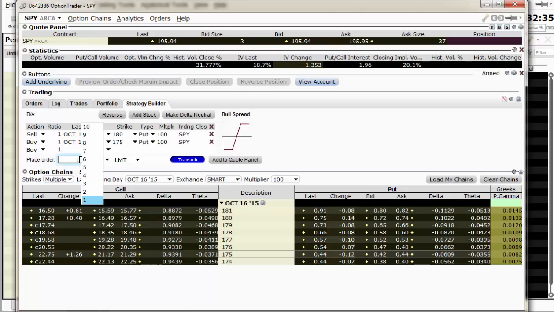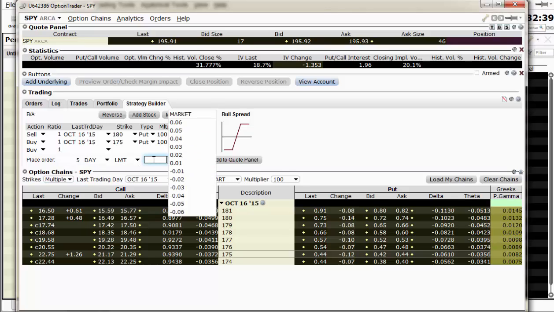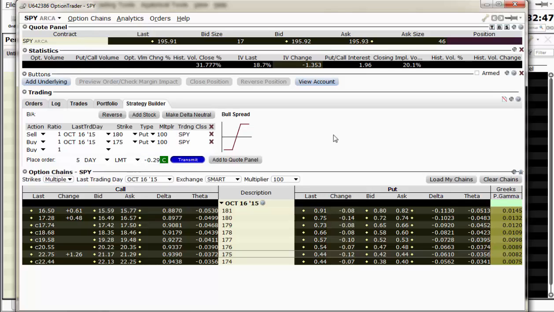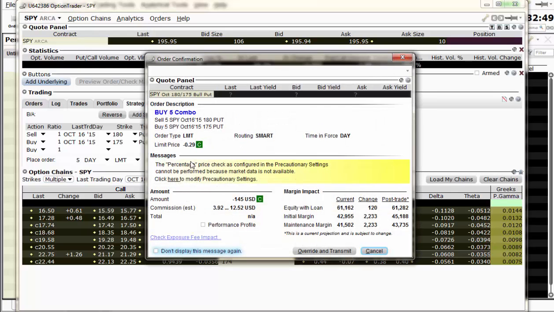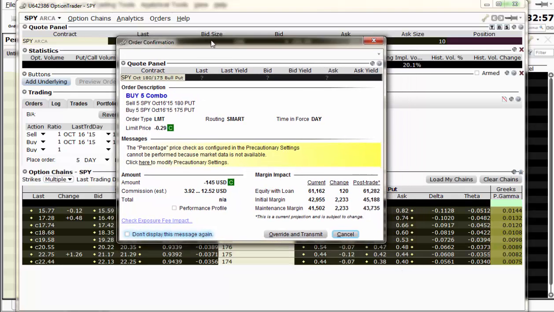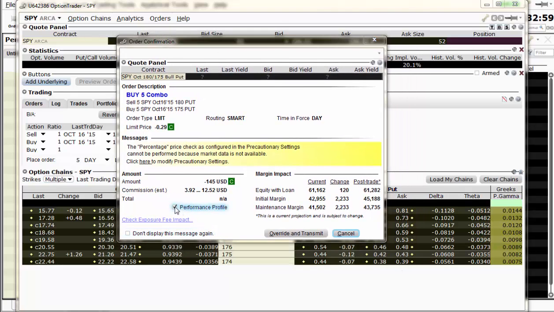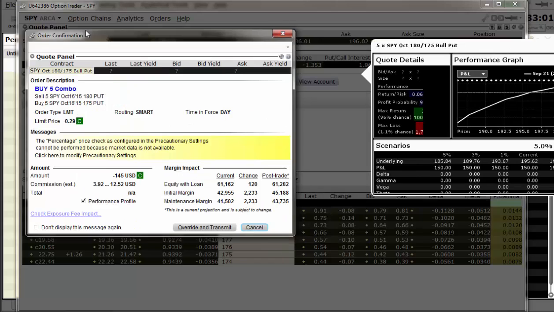So I'm going to do 5 contracts here, but you may have a smaller account, may want to only do 2 or 3. So I'm going to do minus 0.29, and I'm going to click on return, and I'm going to click on transmit. Now look what happens here. It's telling you what you're doing here in the combo, okay? But there's a little button here I want to draw to your attention. It's saying performance profile, and I'm going to bring this in and show you what it means.